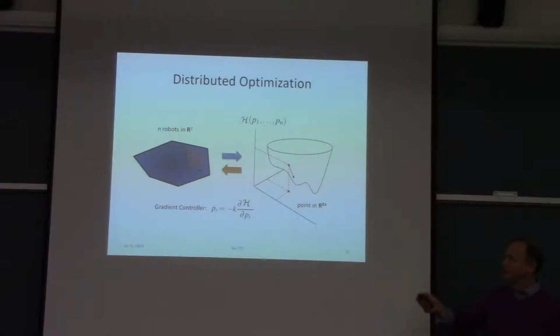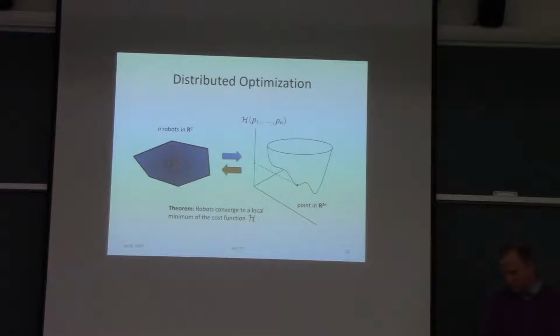But it turns out that under this framework, if you use gradient descent, oftentimes you get a controller for each individual robot, and sometimes, under the right conditions, that controller depends only on the local neighborhood of that robot, and so it leads to a distributed control algorithm.